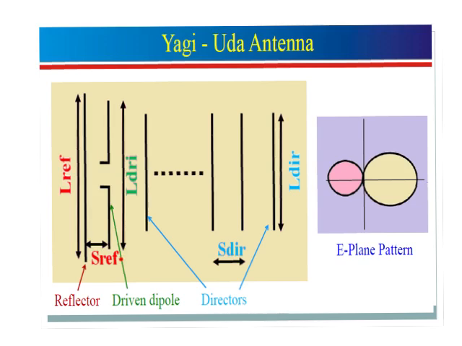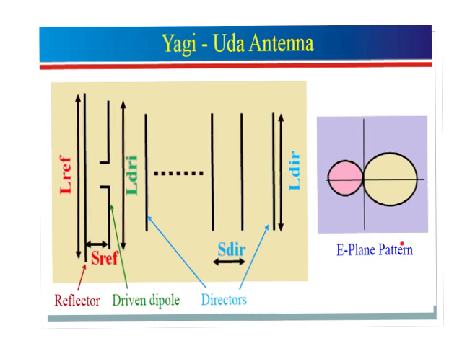Next element is the director. There can be more than one director, and these have length less than the driven element, and the length of the director is represented as capital L DIR. The directors have length less than the driven dipole, and the spacing between these directors is capital S DIR.